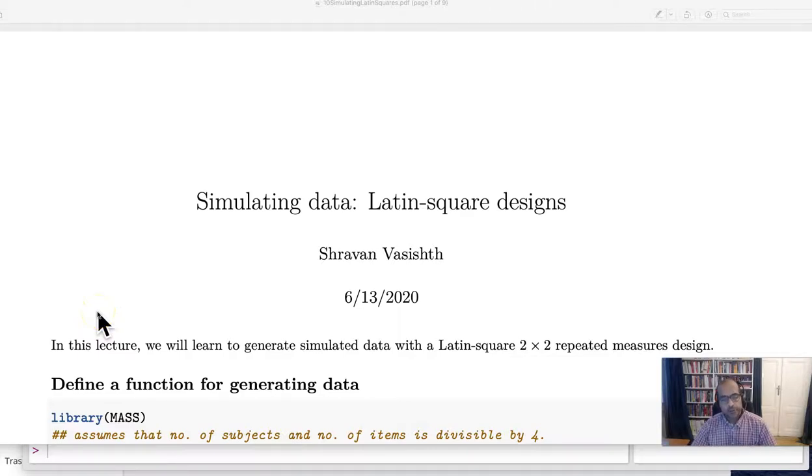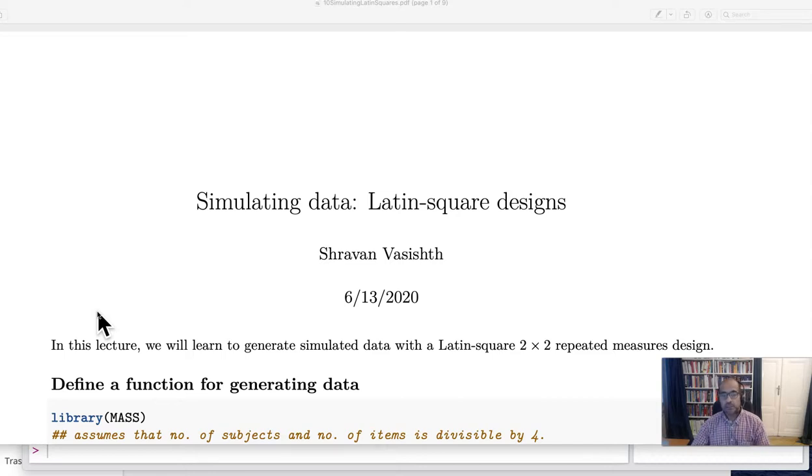In this lecture, I'm going to teach you how to generate simulated data using a Latin square design. That's the kind of design that we use when we do experiments in real life.